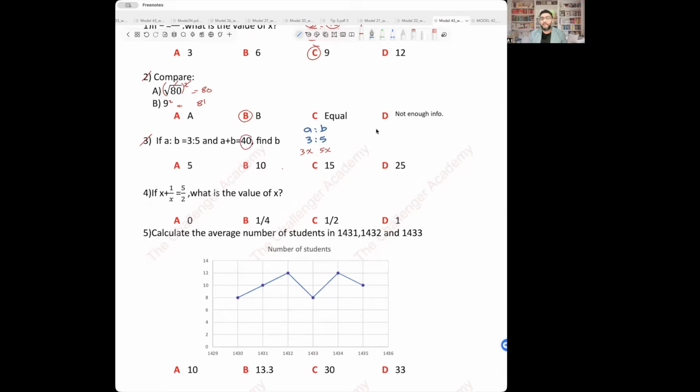So if you add 3x plus 5x, it equals 40. 3x plus 5x is 8x, so 8x equals 40. Dividing both sides by 8, x equals 5. Now we have x equals 5, and we want to find the value of B, which is 5x. So it's 5 times 5, which equals 25.